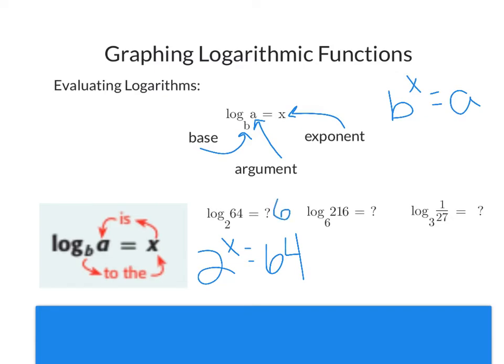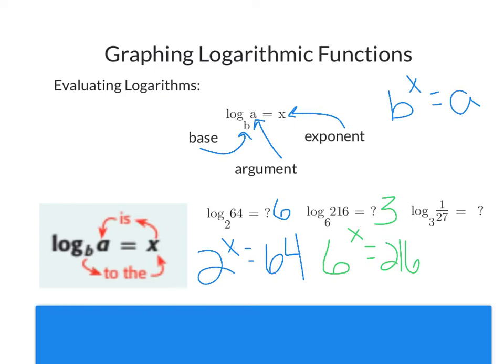Looking at the second example, log base 6 of 216 equals an unknown. So I can rewrite that as 6 to the what power is 216, or 6 to the x equals 216. 6 to the first is 6, 6 to the second is 36, 6 to the third is 216. Therefore, our logarithm evaluates to 3. Log base 6 of 216 is 3.